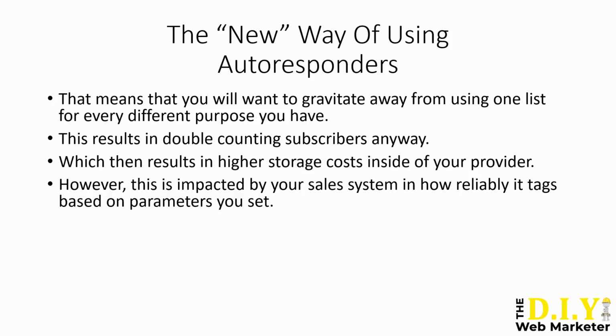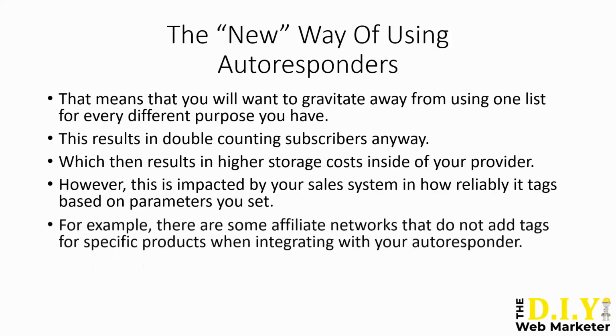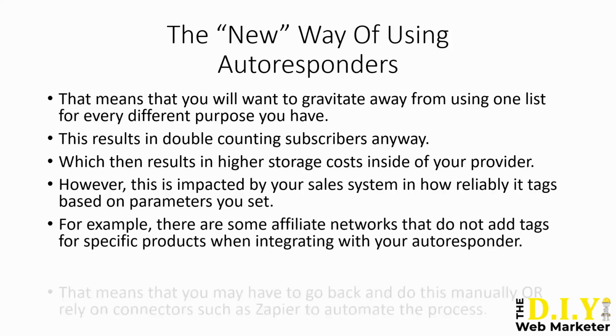So if you're using a sales system that tags people when they make a purchase, and then you can use that same tag on your autoresponder, that's going to give you an accurate sense of who's actually on your list and what they're actually doing with you as a business owner. I do want to say this. There are some affiliate networks that do not add tags for specific products when integrating with your autoresponder.